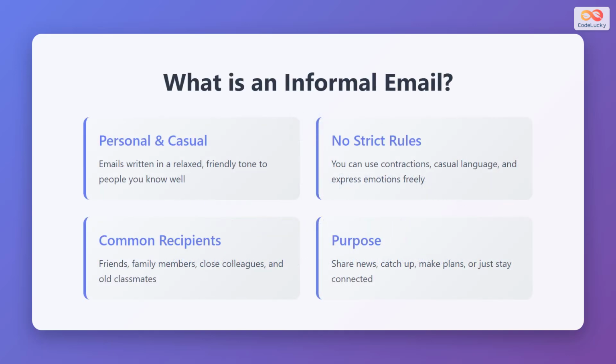An informal email is a personal and casual message written in a relaxed, friendly tone to people you know well. Unlike formal business emails, informal emails have no strict rules. You can use contractions like I'm and you're, use casual language, and express your emotions freely. These emails are commonly sent to friends, family members, close colleagues, and old classmates. The main purpose is to share news, catch up on life, make plans, or simply stay connected with the people you care about.